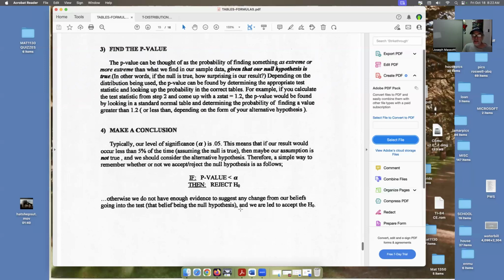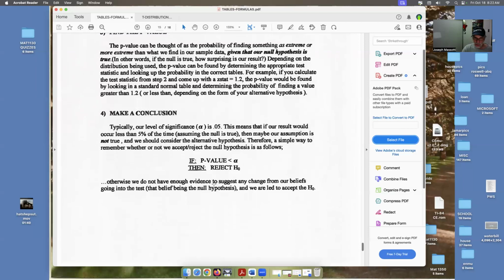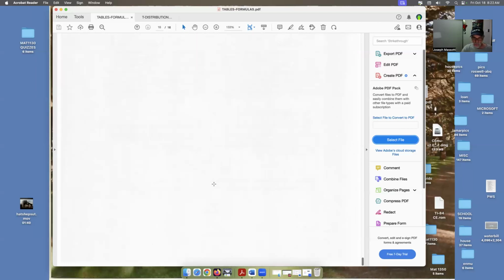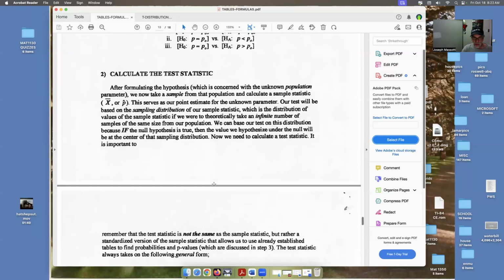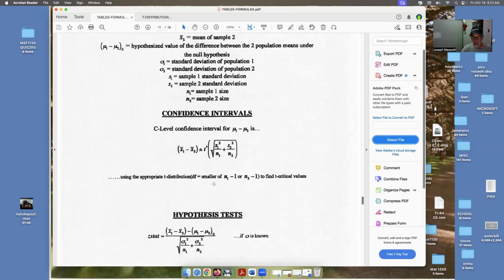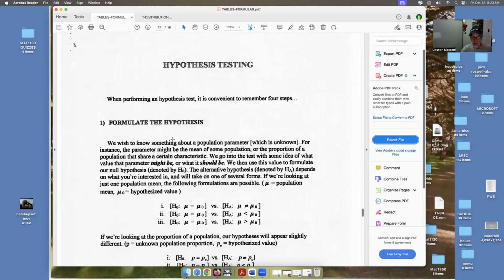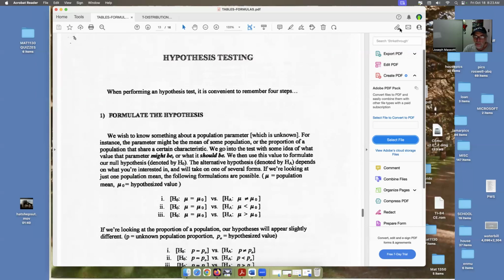So we go into a test with an idea. We look at evidence in the form of sample data. We use the sampling distribution of that sample statistic to come up with a level of probability that our null hypothesis is true given the evidence. And then we make a conclusion based on those values. All right, so I really suggest that you read through this carefully, go through this part here, read about hypothesis testing, and in our next video we will perform some hypothesis tests.